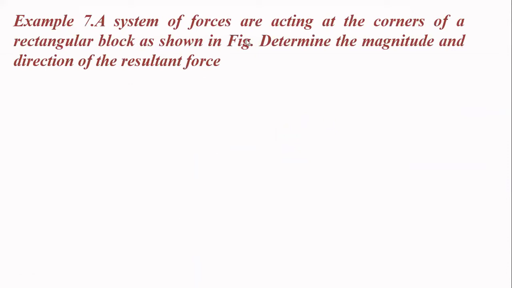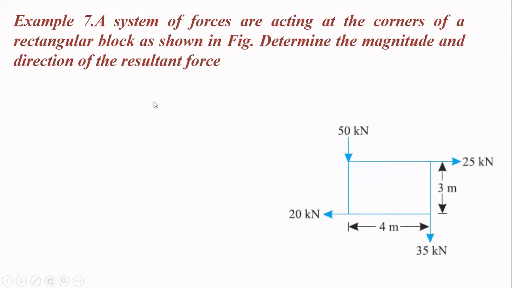A system of force is acting at the corner of a rectangular block as shown in the figure. Determine the magnitude and direction of the resultant force. Now let us see this figure. These are the number of forces which are acting over this system of force, and for this we have to find out the resultant R.